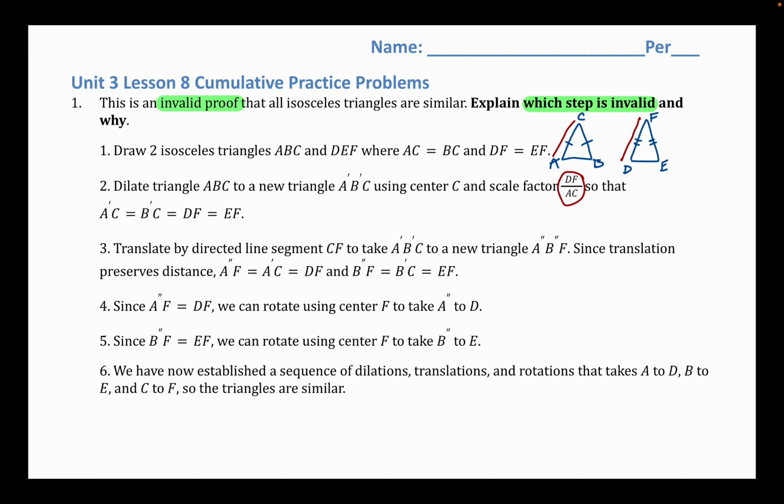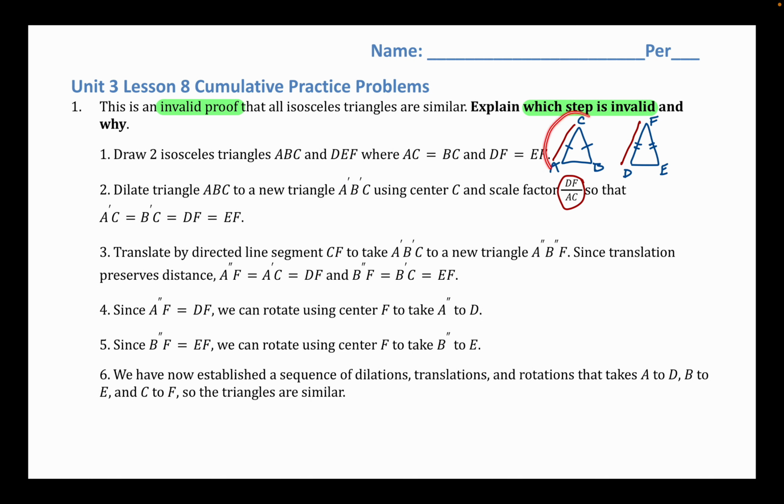Good. Since A double prime F is equal to DF, we can rotate using center F. Mine are drawn so they're in the same orientation, but they might not be. We just know now that C and F are going to be in the same place, so we might have to swing our triangle into place so that things line up. So that's what this one is talking about. It's saying translate by that line segment, and then our distances would be the same, and we would rotate using center F to take A double prime into the right spot. So steps 3 and 4 are both valid as well. So that just leaves either 5 or 6. So let's keep going and look through these ones.